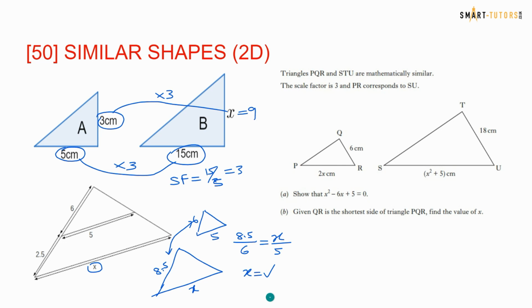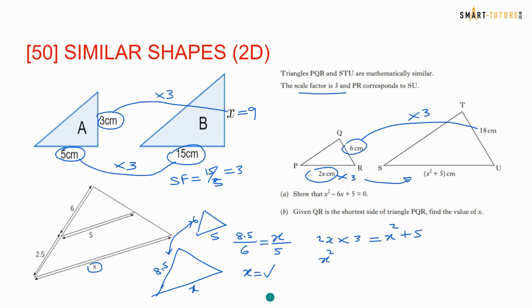Let's look at an exam style question. Triangles PQR and STUR are mathematically similar. The scale factor is 3, because here 6 becomes 18, so times by 3. So this 2x needs to be times by 3 to get that one. So 2x times 3 equals x squared plus 5. If you rearrange, x squared, 2x goes to the other side, 2x times 3 is 6x, so minus 6x plus 5 equals 0. So that is the first part of the question.